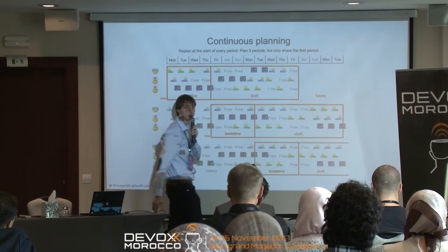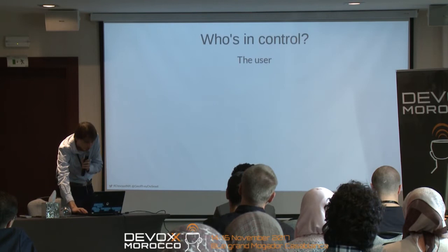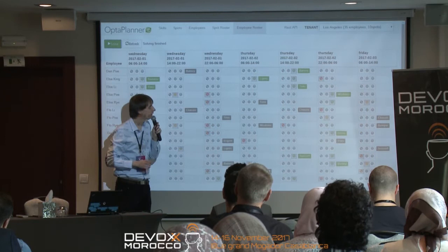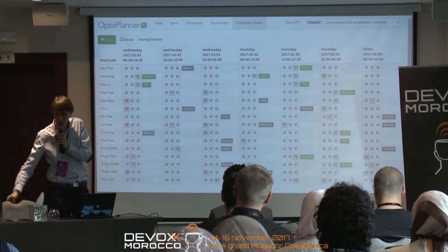Okay. Oh yeah, who's in control? That's a good question. So when you talk about AI, people are always scared. Will they be in control? Skynet, Terminator, that kind of thing. First of all, OptaPlanner is not a general AI. It is just one particular type of problem. So we don't have to worry about our extinction here.